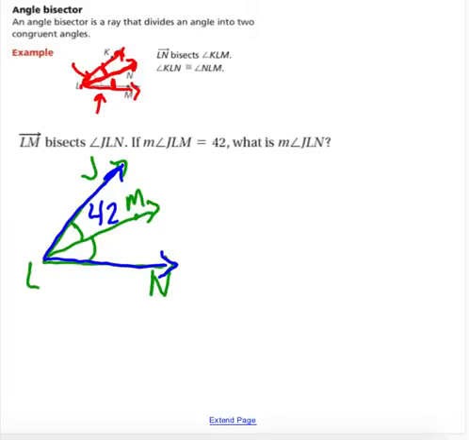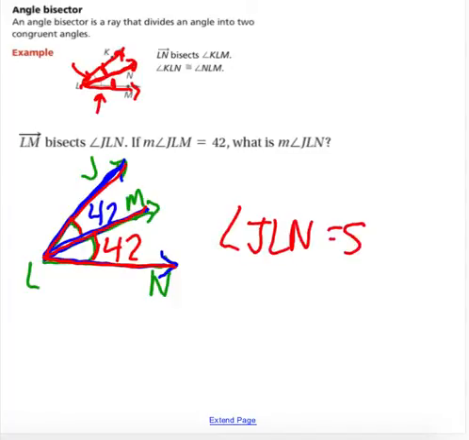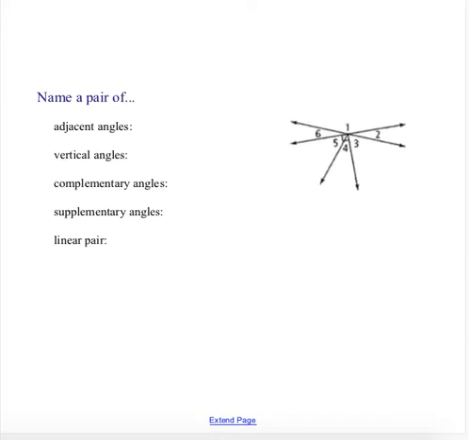Well, if JLM, this angle, is 42, I know that this angle, MLN, is also 42, because they're the same, remember? If I want to know the big angle, all I have to do is add those two. 42 and 42, angle JLN, is 84. Okay, so bisects means cuts in half. Then we use the segment addition postulate, saying that the two smaller ones make up the bigger one. So kind of putting it all together.